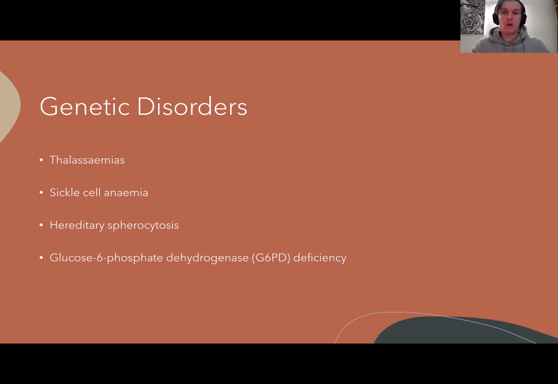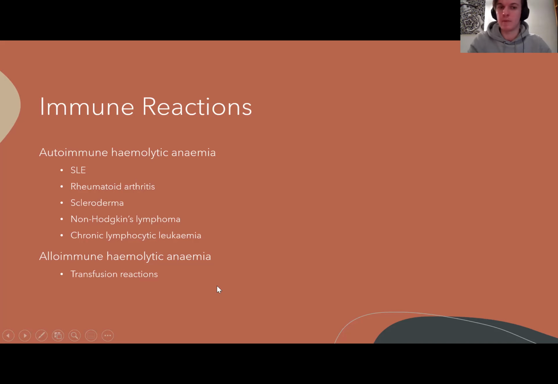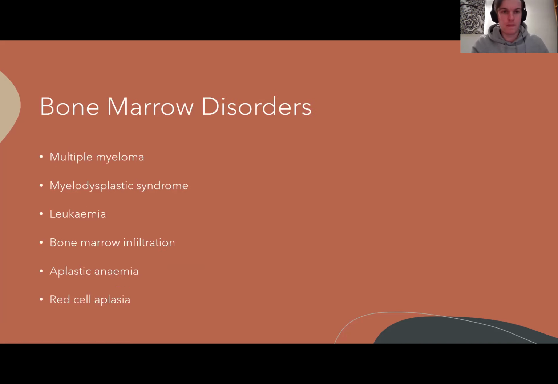And with alloimmune, it's down to an intrinsic immune response to somebody else's antigens. So your body detects that somebody else's blood has been introduced to your system, and your body naturally tries to defend itself. As a result, lysing these cells often comes from ABO incompatibility. That's the most common one.